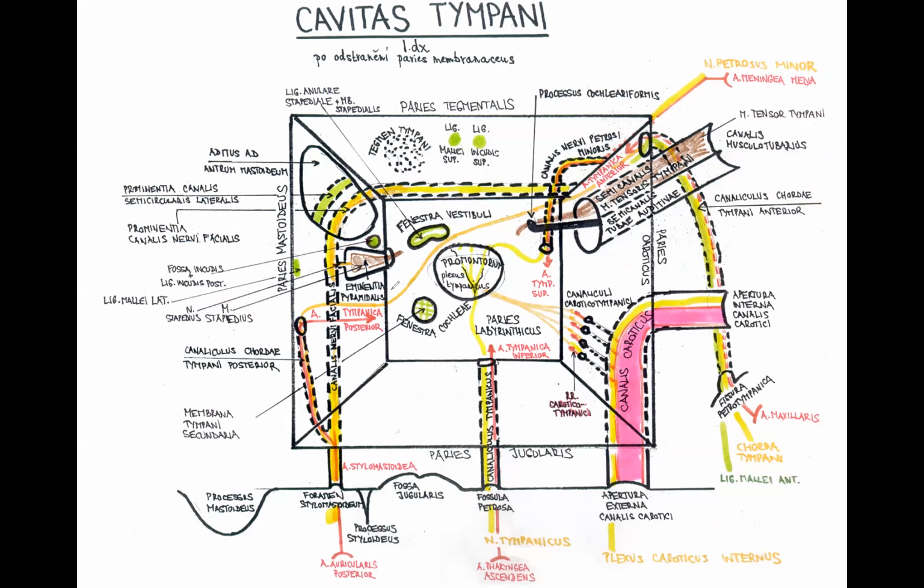So now we have the posterior wall and you can see the aditus. In the aditus, you can see two prominences, the prominence of the facial canal and the prominence of the lateral semicircular canal. We can see the hollow cone of the pyramidal eminence with the stapedial muscle. We can see the tympanic aperture of the posterior canaliculus of the chorda tympani. We can see the fossa incudis, for insertion of the posterior ligamentum. So this is the posterior wall, the most complicated one.